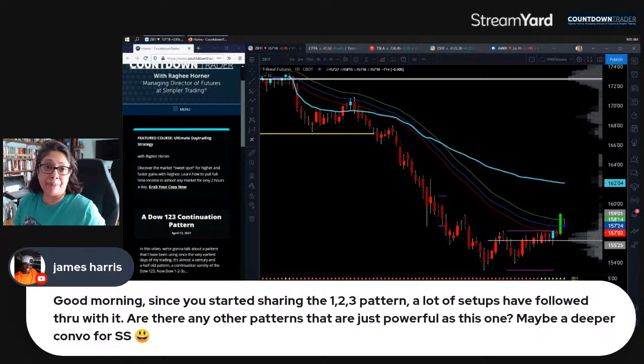This is a Dow pattern. Is there anything quite as strong as this one in the application of continuation and reversal? No, nothing. This is kind of the best one for those situations.